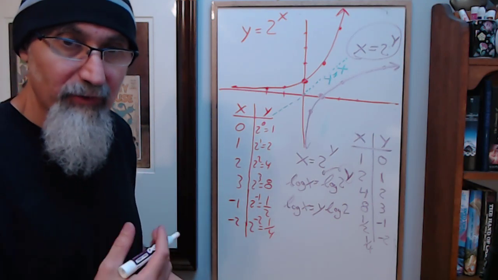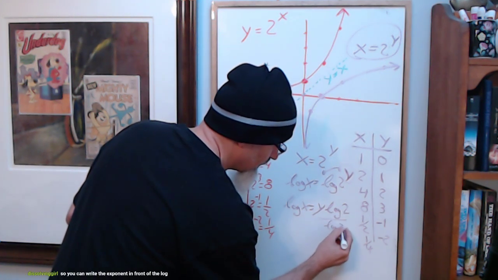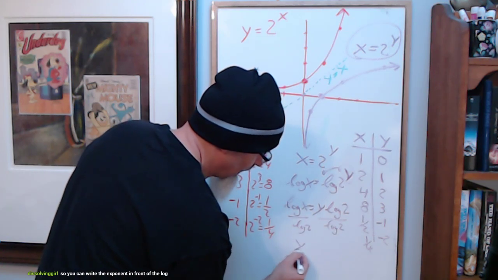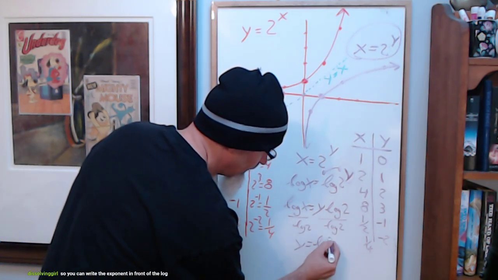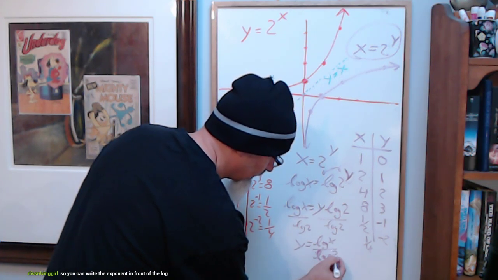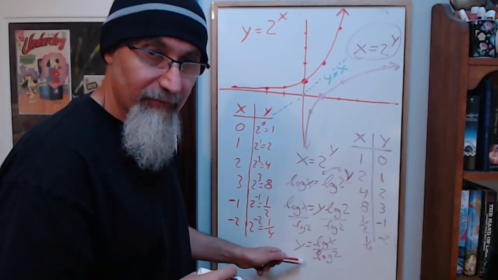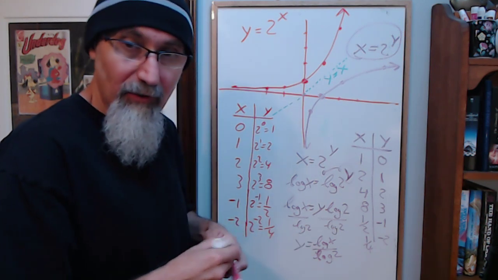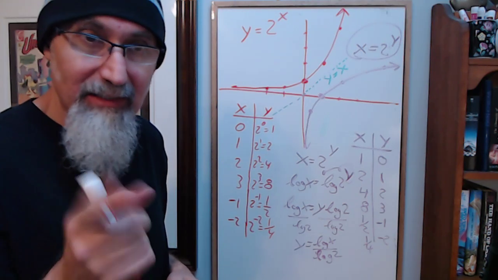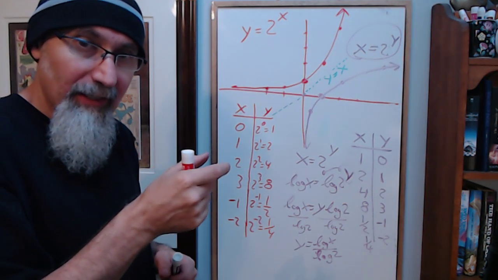And the name of the game is we want to get y by itself. So we're going to divide this side by log 2, and we're going to divide this side by log 2. So this becomes y is equal to log x over log 2. Can you see that? Now, one of the rules of logs is this: you can write the exponent in front of the log. If it's in the power, it can come down to the front of the log.